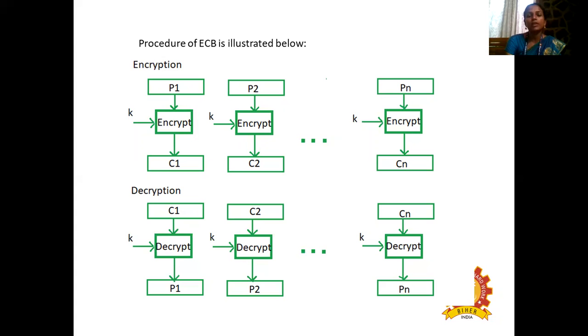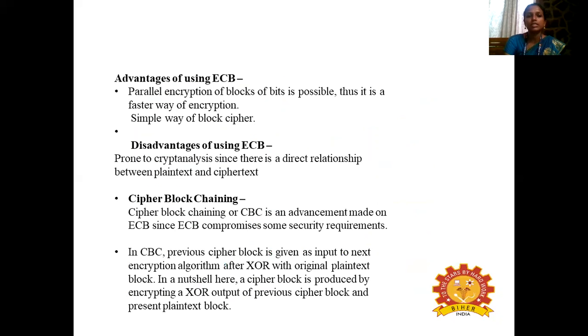Finally, we have to see what the advantage and the disadvantage are. The advantage of using electronic code book is that parallel encryption of blocks of bits is possible. Thus it is a faster way of encryption. That means the main thing is that it is faster. It is a simple way of block cipher, the easiest way.